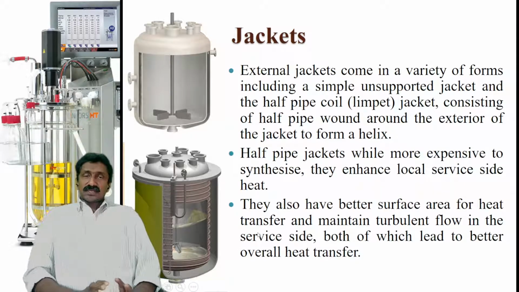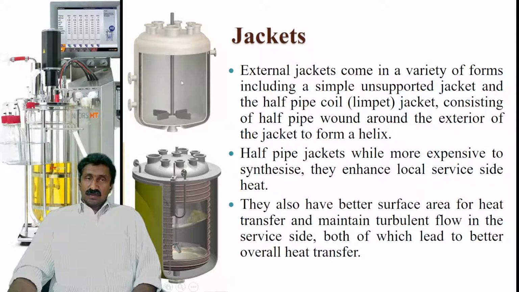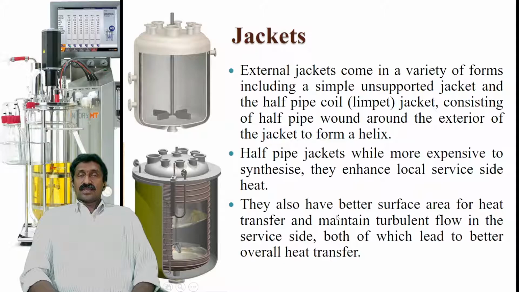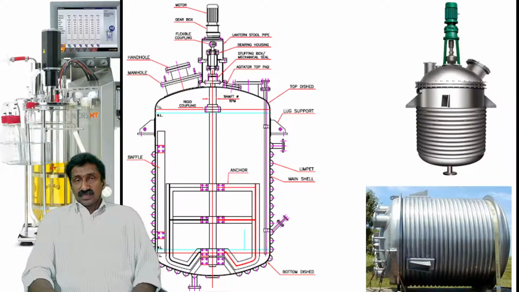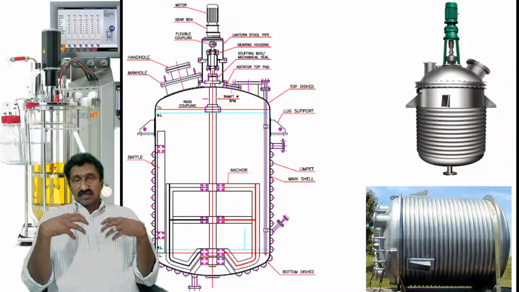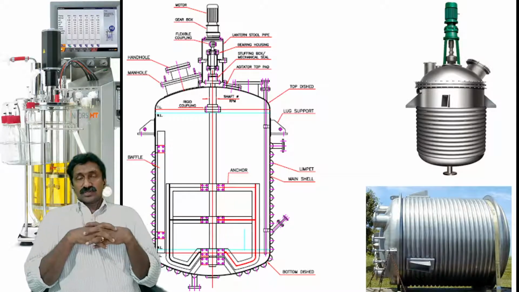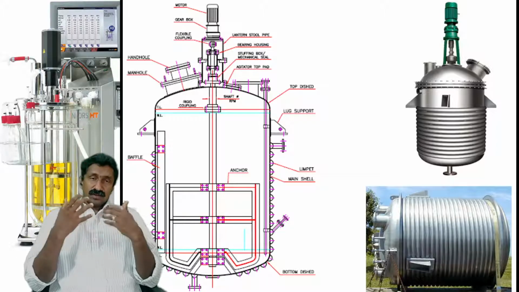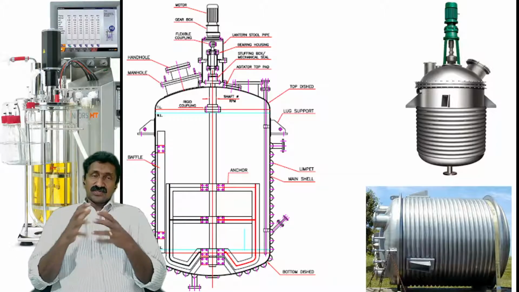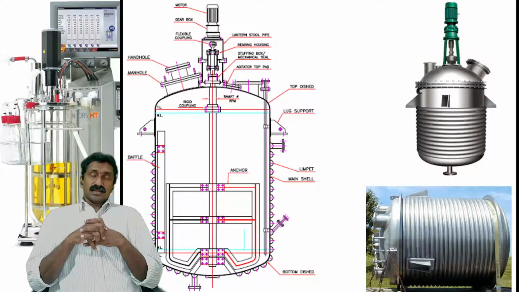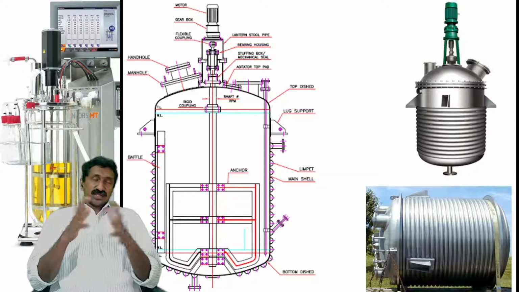So half pipe jackets are more expensive compared to the normal external jackets. They also have better surface area for the heat transfer and maintain turbulent flow in the service side. So both of which lead to better overall heat transfer. So the half pipe jackets were considered a little bit more expensive and more efficient method of cooling or a heat exchanger compared to the normal external jacket.